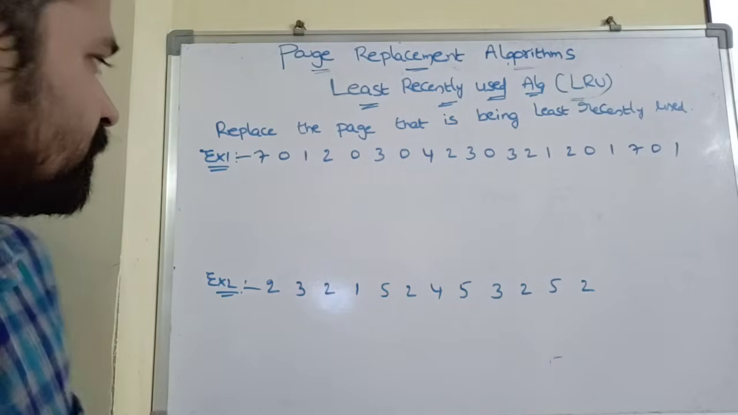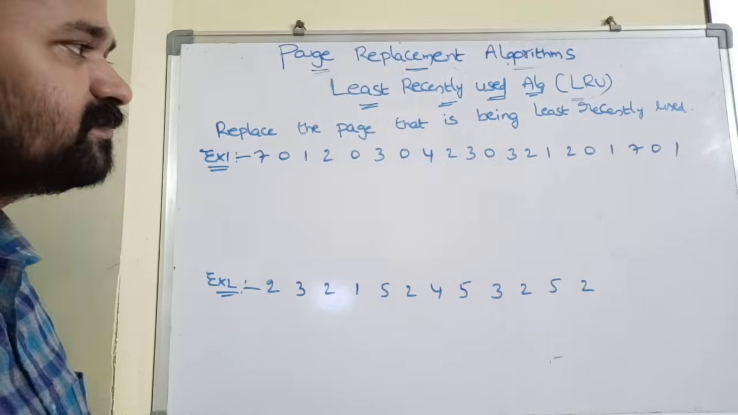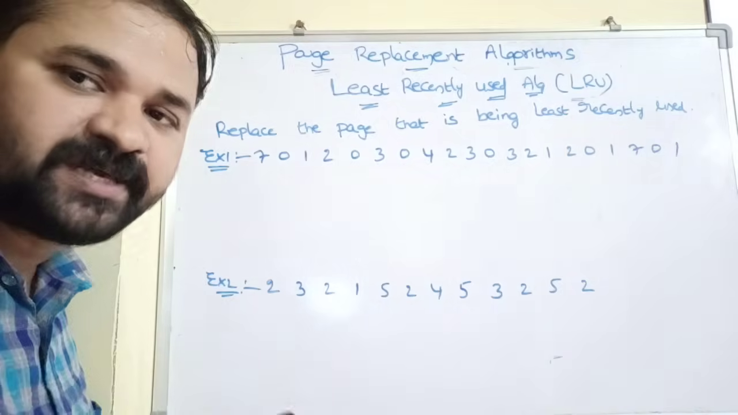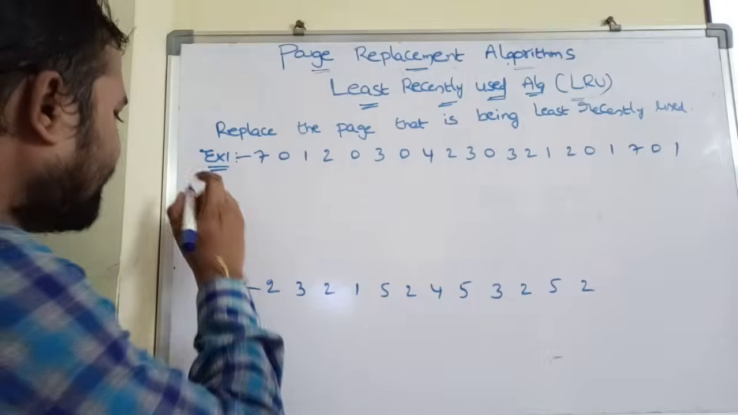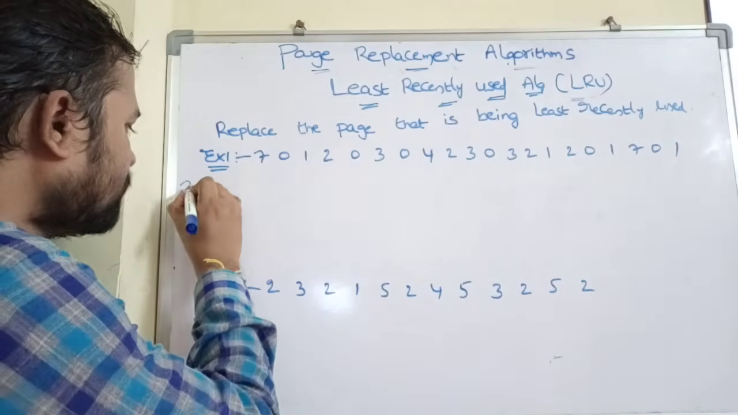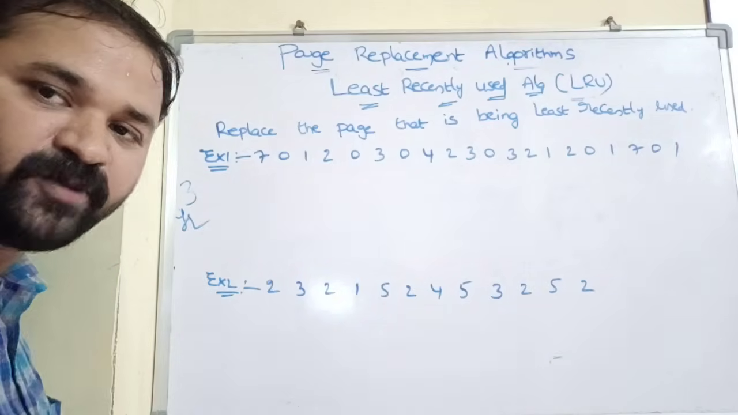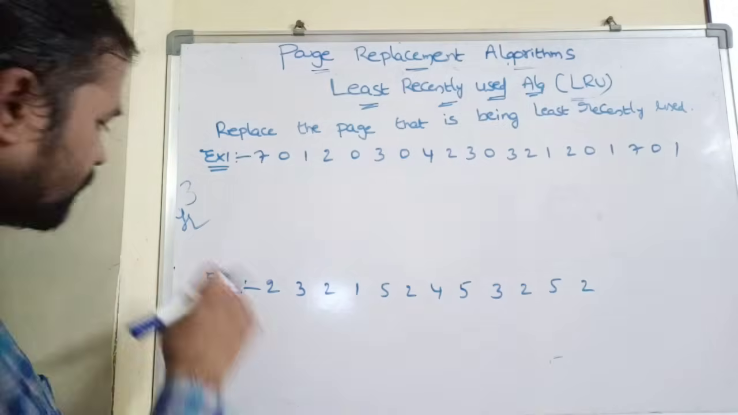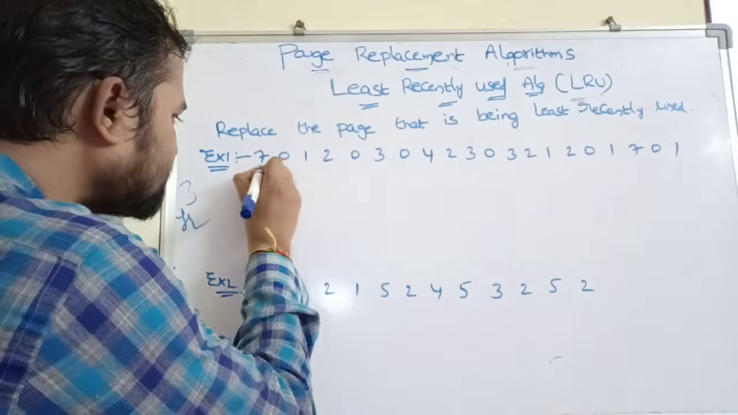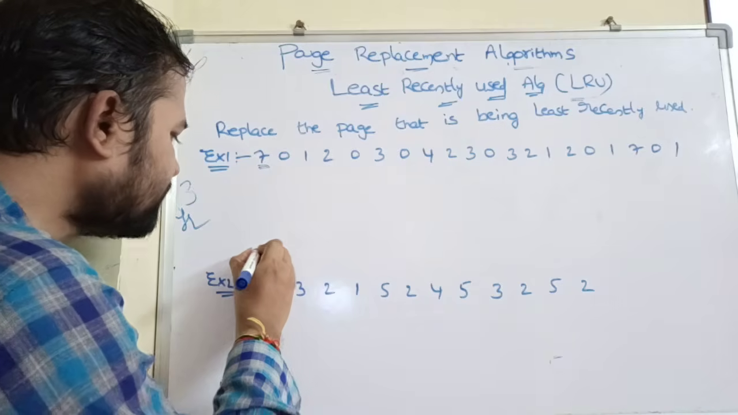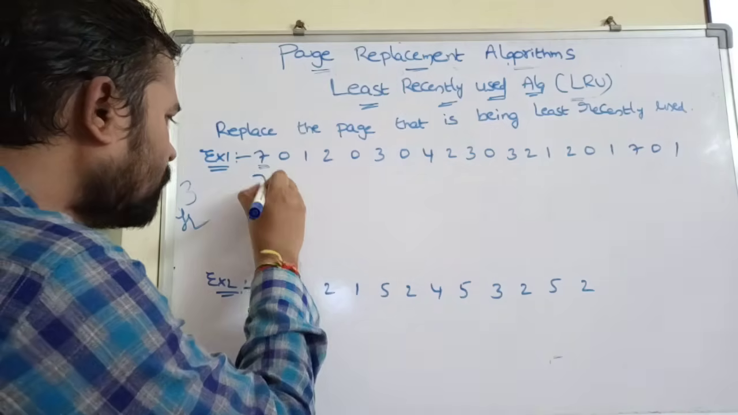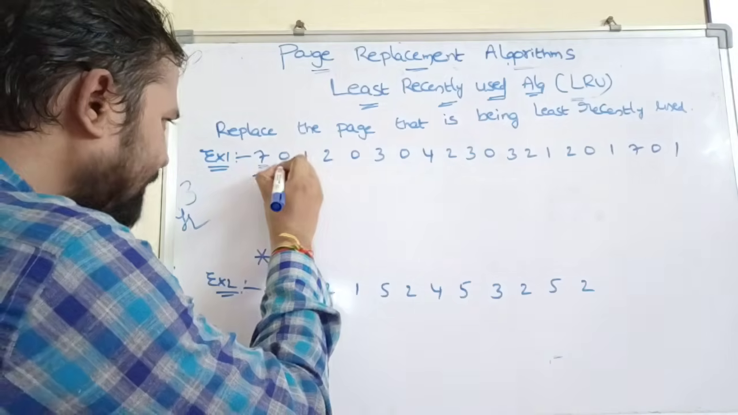So let's take this example. So this is our reference string. So these are the page numbers which CPU is executing. Let us assume that the size of the main memory is 3 frames. So main memory totally stores 3 pages with the help of 3 frames. So first page 7. So 7 is not present in the main memory. So page fault.